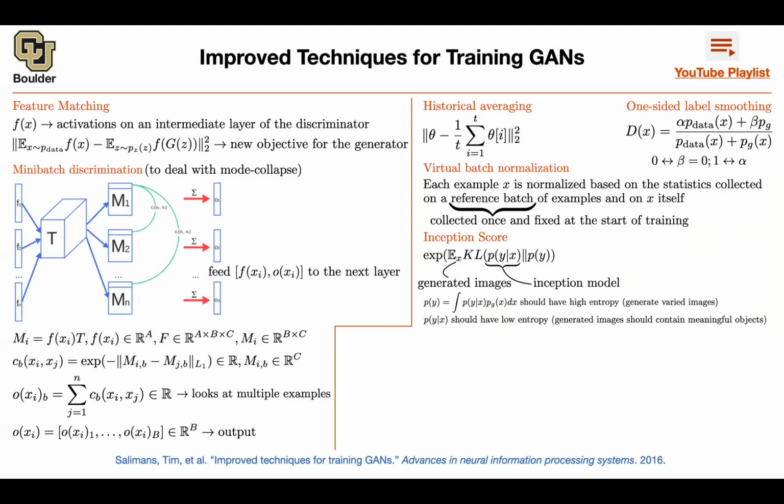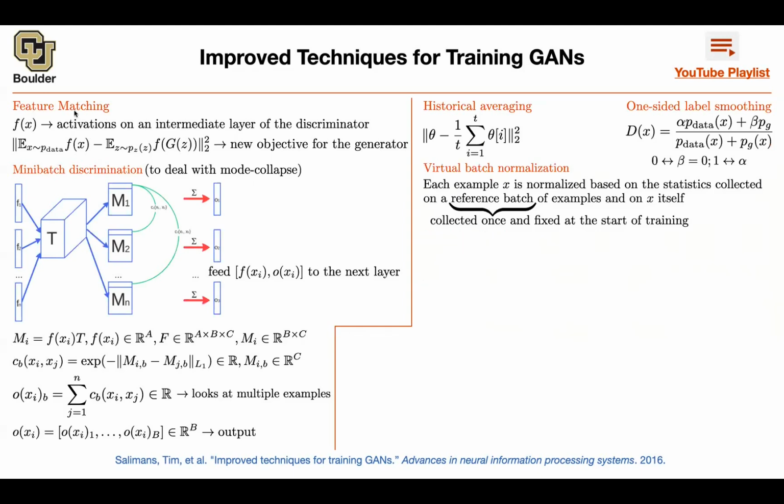What are these techniques? One of the techniques is feature matching, and we are going to see this idea later on in another form. The idea is that rather than having your discriminator discriminate between generated and fake images, stop at the feature level of a discriminator and compare the features. Mini-batch discrimination. In the previous paper, one of the suggestions was to use batch normalization.